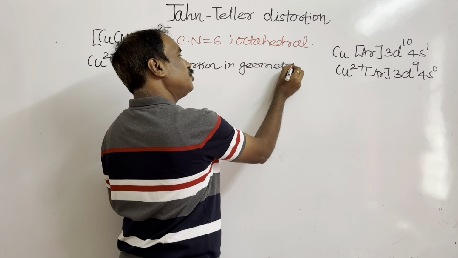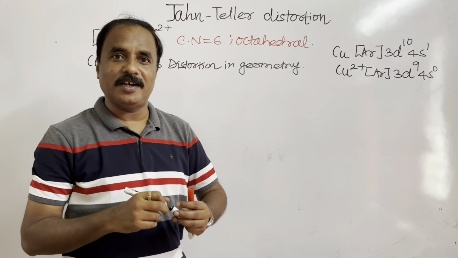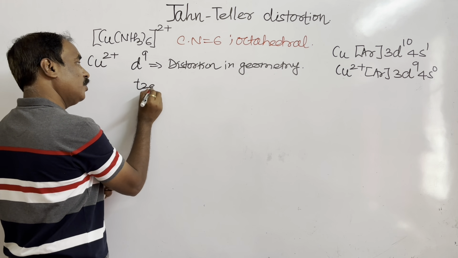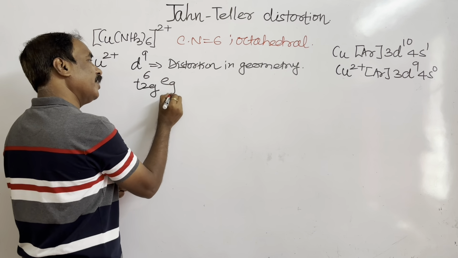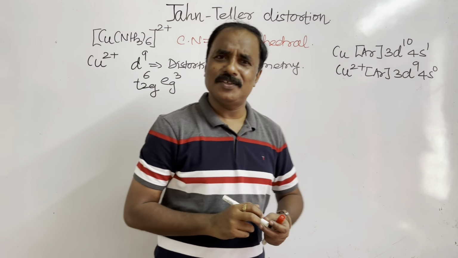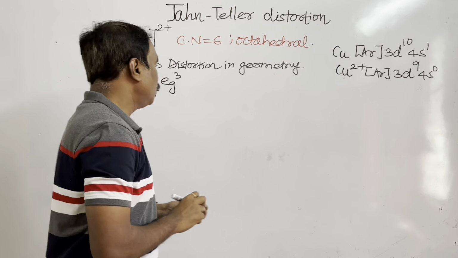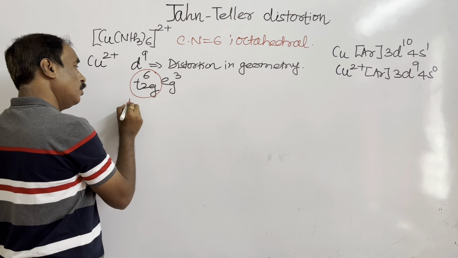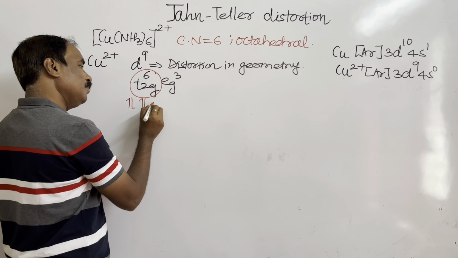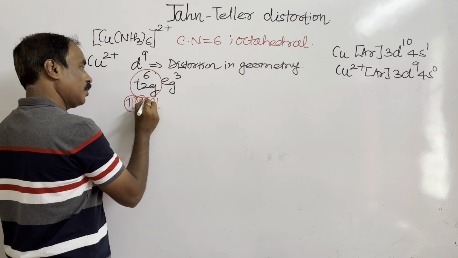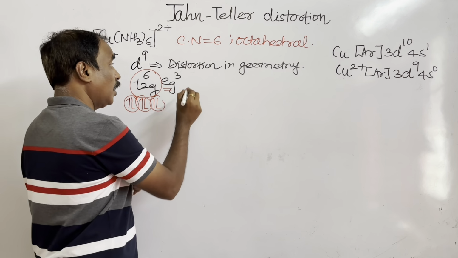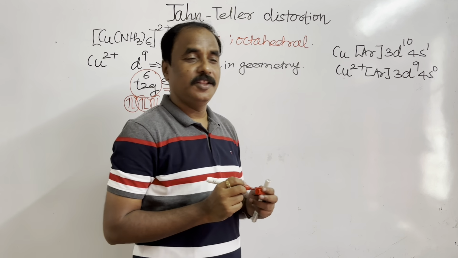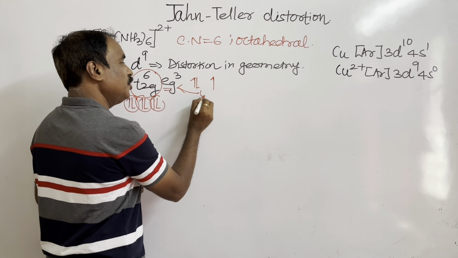So what is the electronic configuration? Just as we have seen, when there is attack of strong or weak ligands, ammonia is a moderately strong ligand. What is the electronic configuration after splitting of d atomic orbitals? t2g6 and eg3, in both cases, strong as well as weak ligands. This is symmetrical because dxy2, dyz2, dxz2 are symmetrical. And in case of eg, here dx square minus y square has 2 and dz square has 1. And this is unsymmetrical. So eg is unsymmetrical.